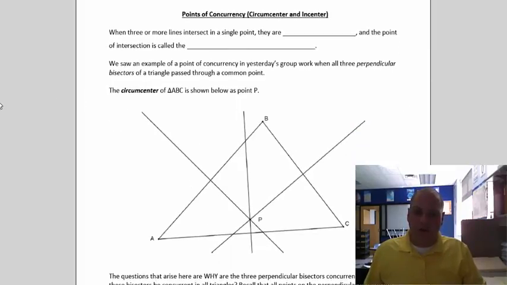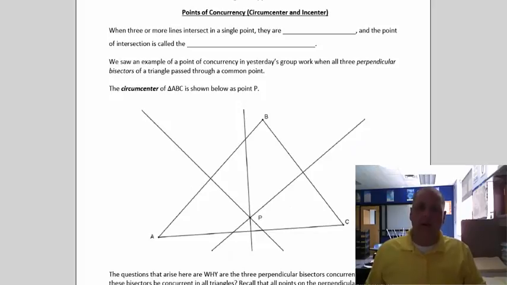We start off with some fill in the blanks here real quick. When three or more lines intersect in a single point, they are blank. So what that means is, and you can see it down here in this diagram, see how there's 3 line segments? Well, they could be lines or line segments. They don't go on forever on the paper necessarily. But see how there's 3 lines basically, and they intersect at one point right there.